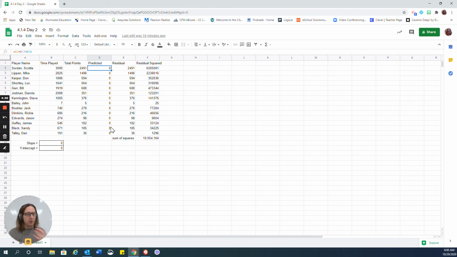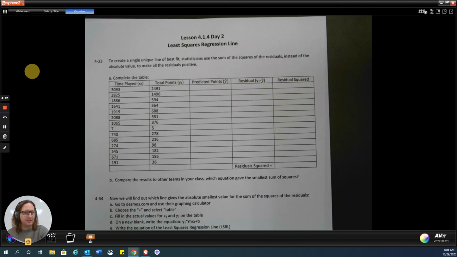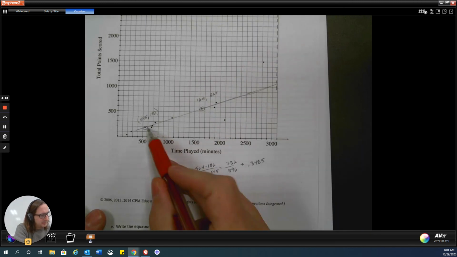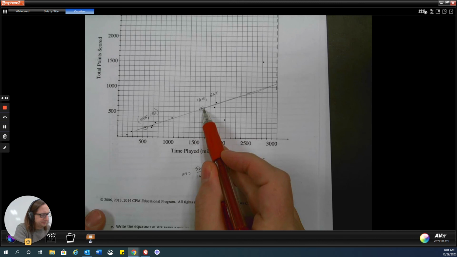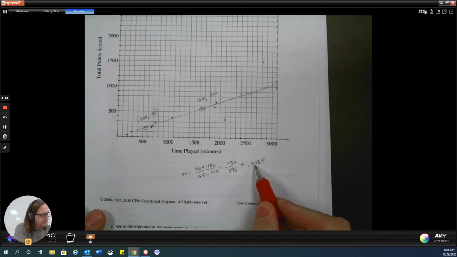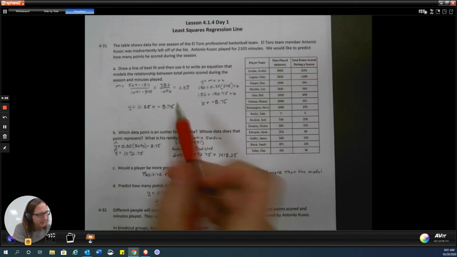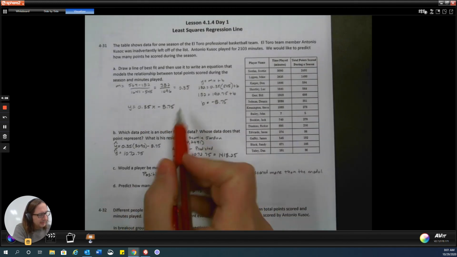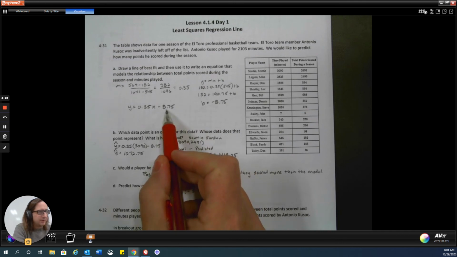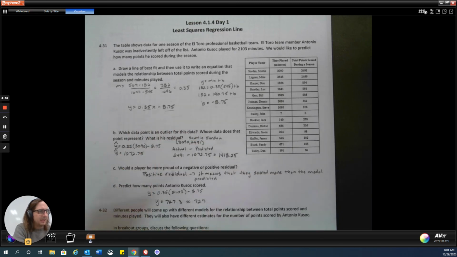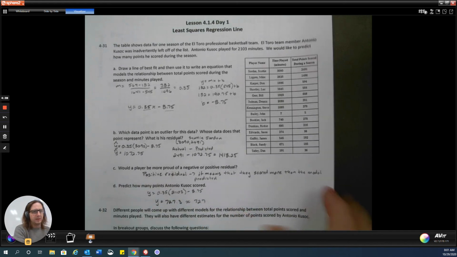So for me personally, looking back at this line of best fit, I worked it out. I picked these 2 points to make a line of best fit from, and I got a slope of 0.3485, and I rounded it to 0.35. Then I ended up with a negative y-intercept of negative 8.75. So those are my 2 numbers that I'm going to work from: 0.35 and negative 8.75. That's my slope and my y-intercept.